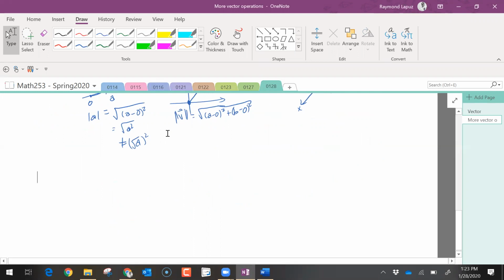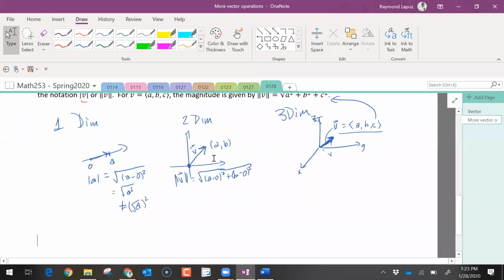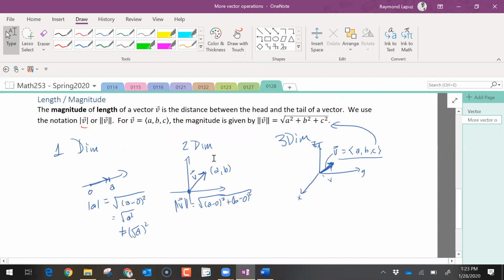Okay. So that's the magnitude. That's how we find the magnitude. So a lot of times I'll do the double bars, but sometimes when I'm trying to write fast, the single bars would mean the same thing. Okay.